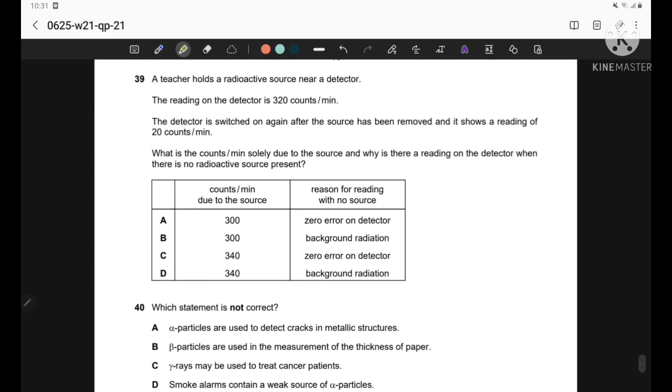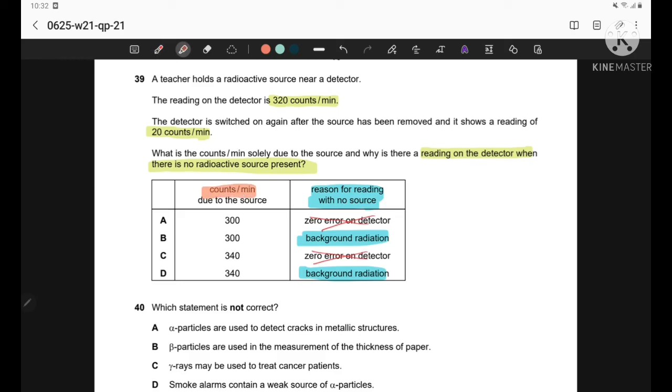Question 39. A teacher holds a radioactive source near a detector. The reading on the detector is 320 counts per minute. The detector is switched on again after the source has been removed, and it shows a reading of 20 counts per minute. What is the count per minute solely due to the source, and what is the reason for a reading on the detector when there is no radioactive source present? So the reading on the detector when there is no radioactive sample is only because of the background radiation. Therefore, the reason for the reading with no source is the background radiation, not zero error on the detector.